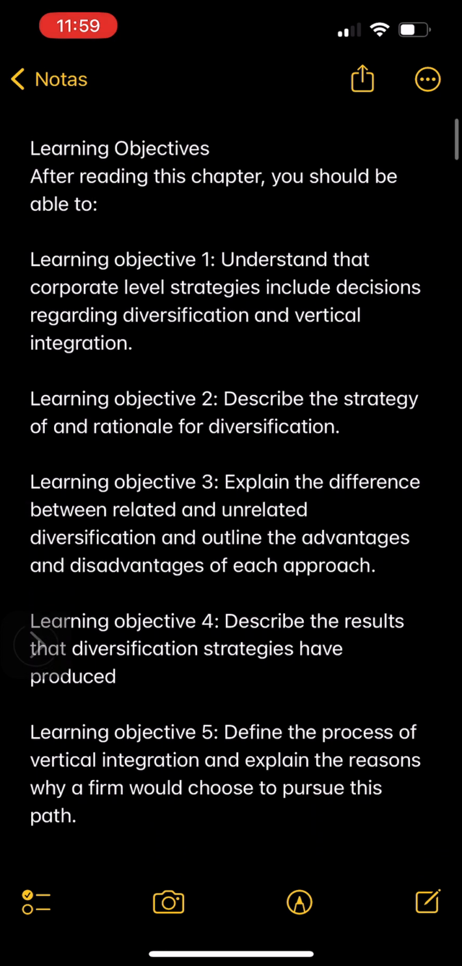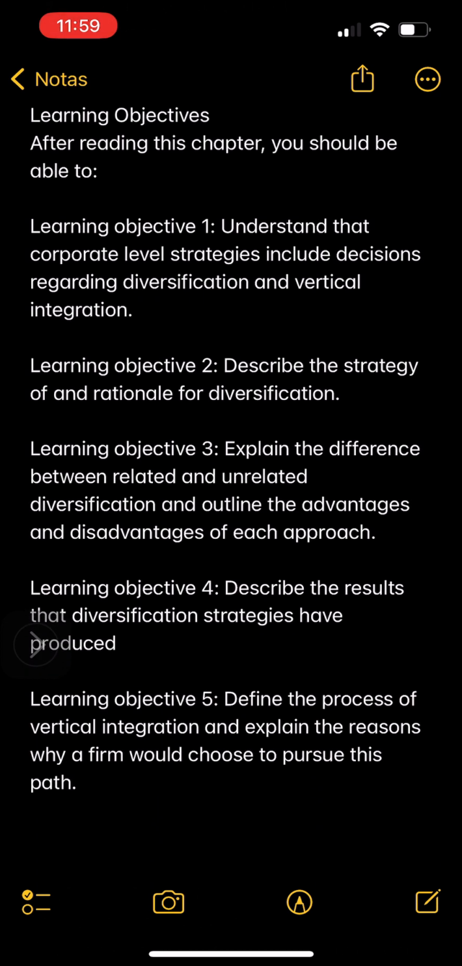Learning Objectives. After reading this chapter, you should be able to: Learning Objective 1. Understand that corporate level strategies include decisions regarding diversification and vertical integration. Learning Objective 2. Describe the strategy of and rationale for diversification. Learning Objective 3. Explain the difference between related and unrelated diversification and outline the advantages and disadvantages of each approach. Learning Objective 4. Describe the results that diversification strategies have produced. Learning Objective 5. Define the process of vertical integration and explain the reasons why your firm would choose to pursue this path.